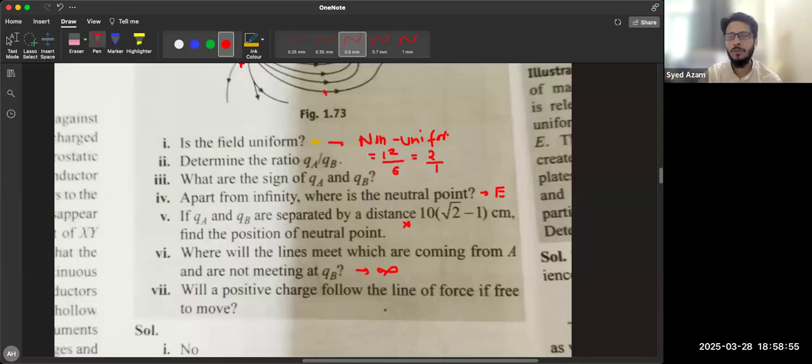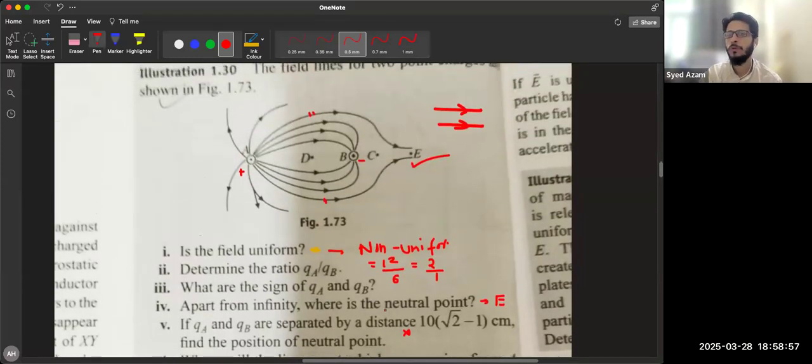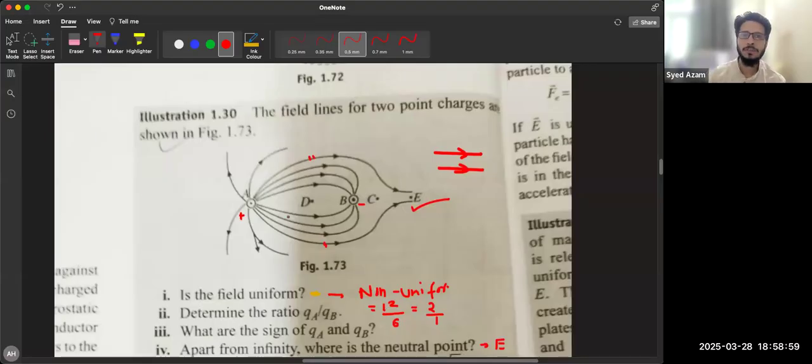Will a positive charge follow the line of force if free to move? Yes. A positive charge will follow the field lines, or it moves along the tangential direction. Like if you have a field line and I leave a positive charge here, in which direction will this positive charge go? It will go along the field line, tangential to the field. Yes, Meera. Tangential to the field line, because a positive charge goes in the direction of the electric field.